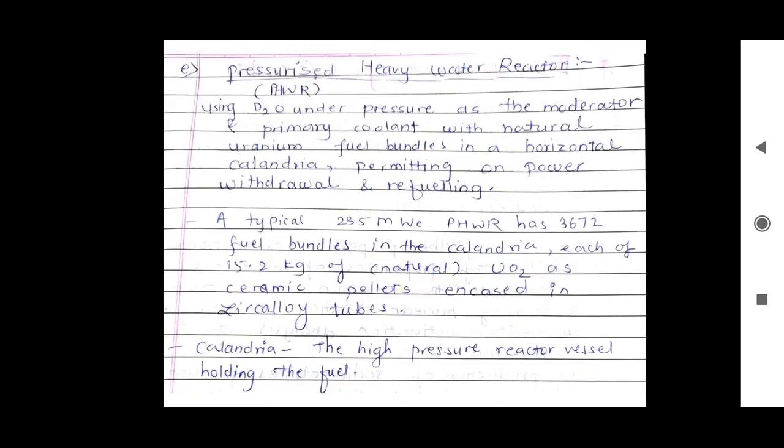The next is the pressurized heavy water reactor, also called PHWR. Here deuterium is used as a moderator and primary coolant, with natural uranium fuel bundles in a horizontal calandria, permitting on-power withdrawal and refueling. Simply, in the PHWR, heavy water is used as the moderator and primary coolant, and natural uranium acts as the fuel. The fuel bundles in a horizontal calandria are taken, permitting on-power withdrawal and refueling.